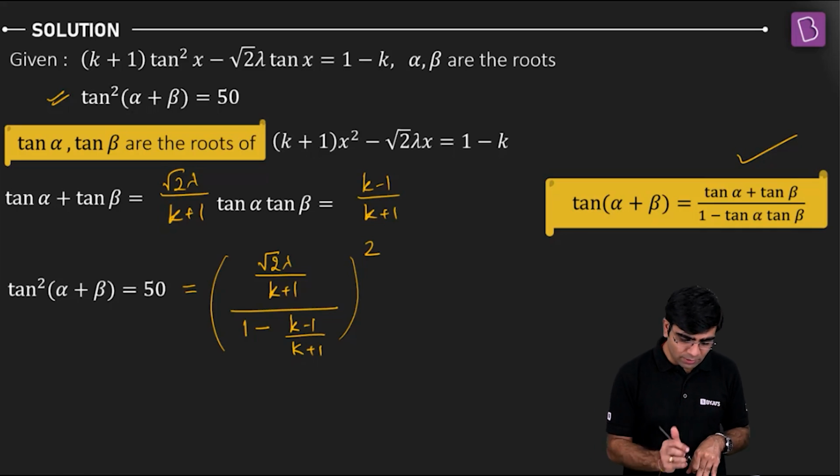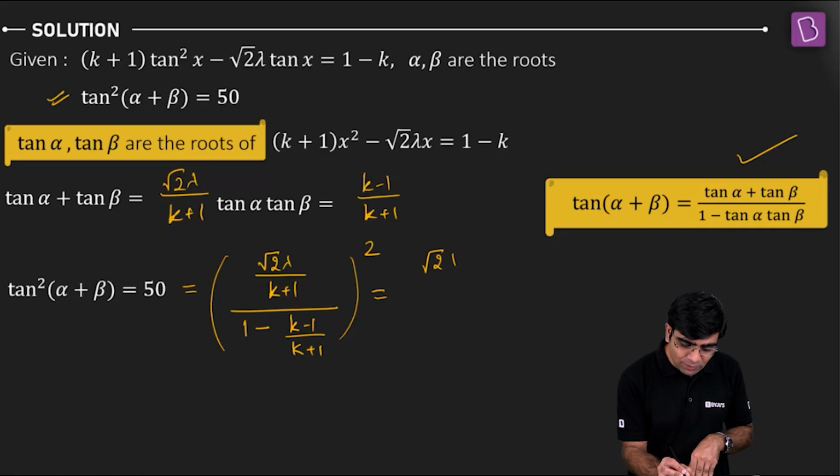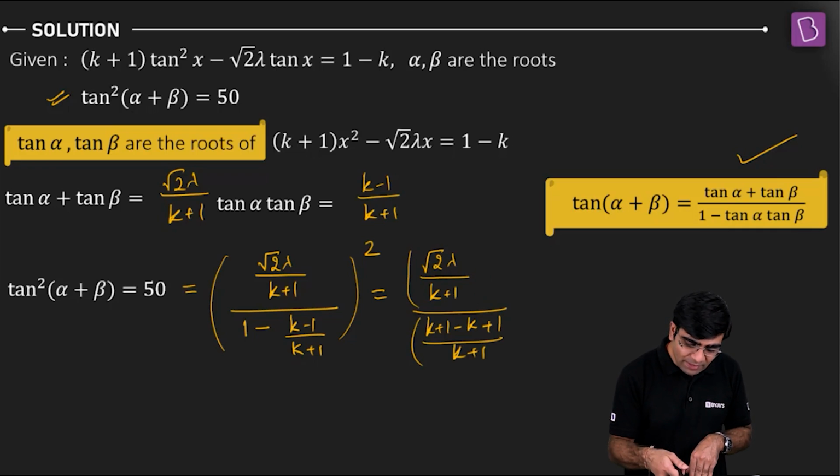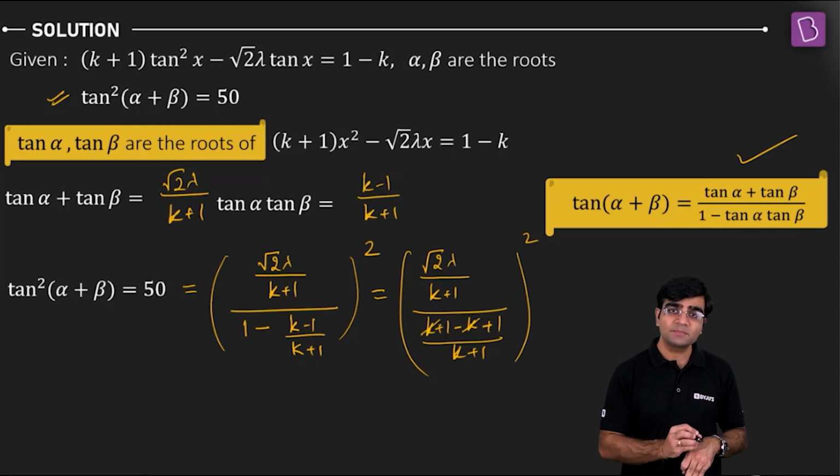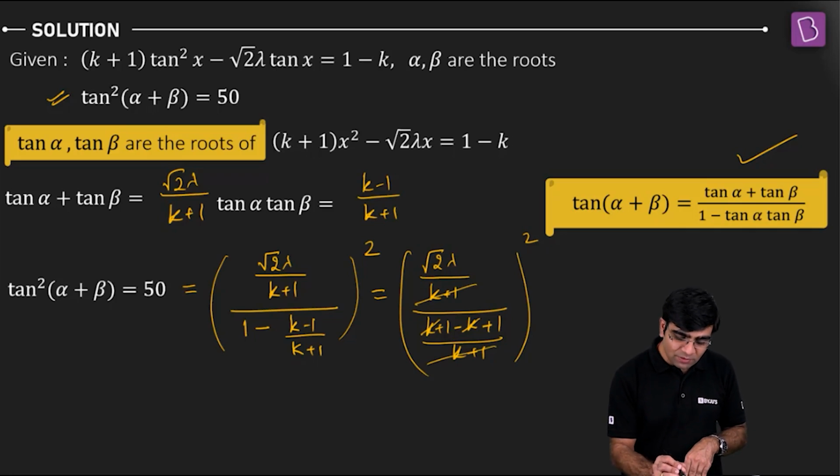All right. Okay, good. So let's quickly simplify. What do we get here? We get root 2 lambda divided by k plus 1 in the numerator. I'm not disturbing that. The denominator is nothing but k plus 1 minus k plus 1, divided by k plus 1. Right, I'm putting the brackets once again now as a whole. So in the denominator, k and k got cancelled. And can you see that k plus 1 and k plus 1 are also getting cancelled?